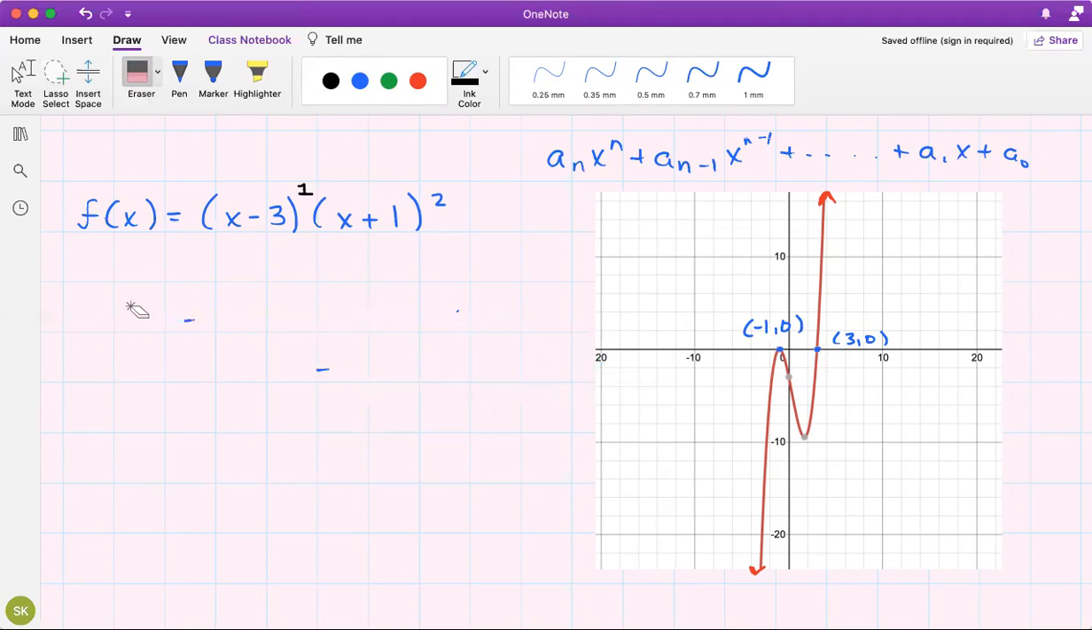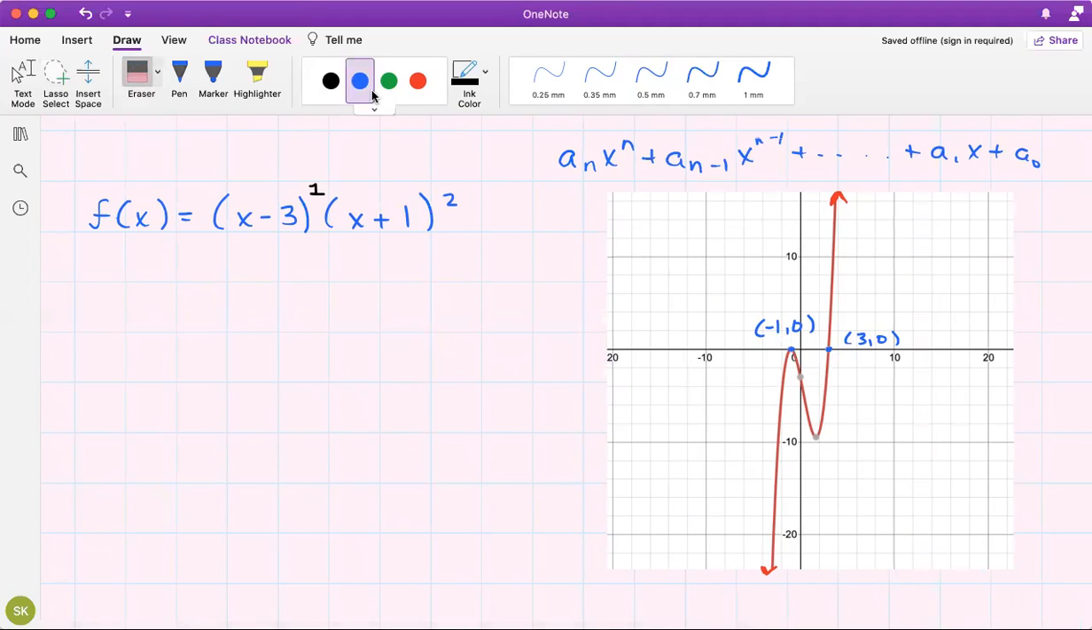Something else we can notice is that we have something called turning points. Turning points are where your function goes from increasing to decreasing or from decreasing to increasing.